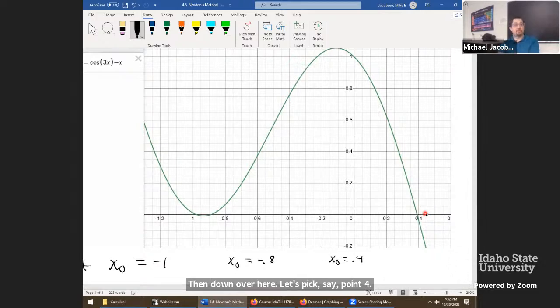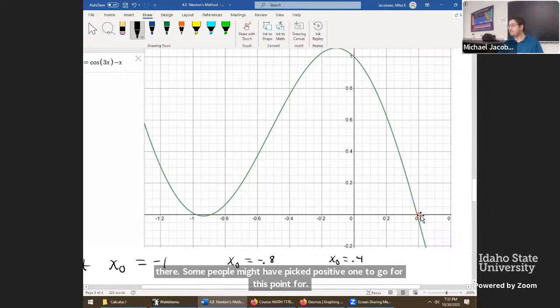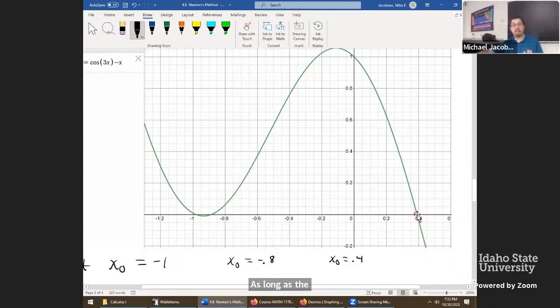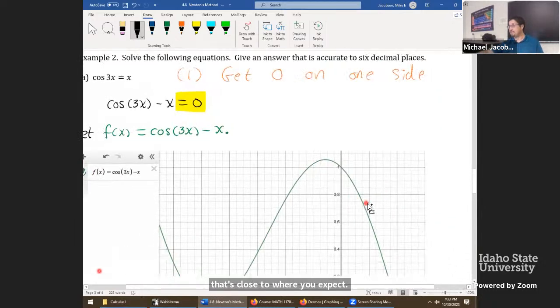These were just my picks. When you do this on homework, some people might have picked, say, -0.8 to try to target this one. You might have picked -0.6 to target that 0 there. Some people might have picked +1 to go for this 0.4. As long as the numbers stabilize and you get an answer that's close to where you expect, all those methods are going to be just fine on these problems.